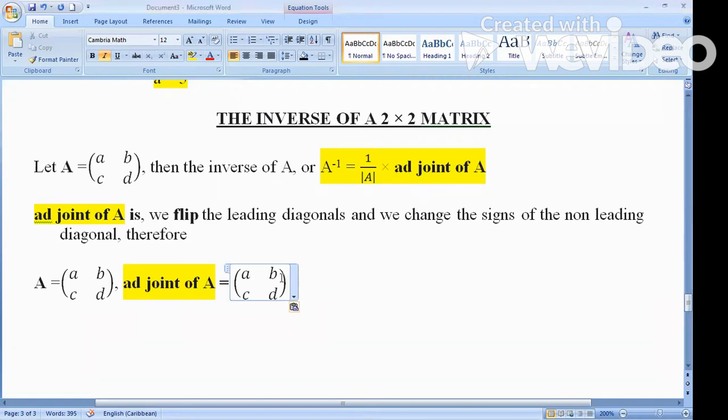So in other words, I'm not going to have A there, I'm going to have D. I'm not going to have D down here, but I'm going to have A. Everybody see that? So we flip the leading diagonals and we change the signs of the non-leading diagonal. Now, class, did I say to flip the non-leading diagonal? Sign. Right. So it will be negative B, negative C. That's it. That's the adjoint of A.